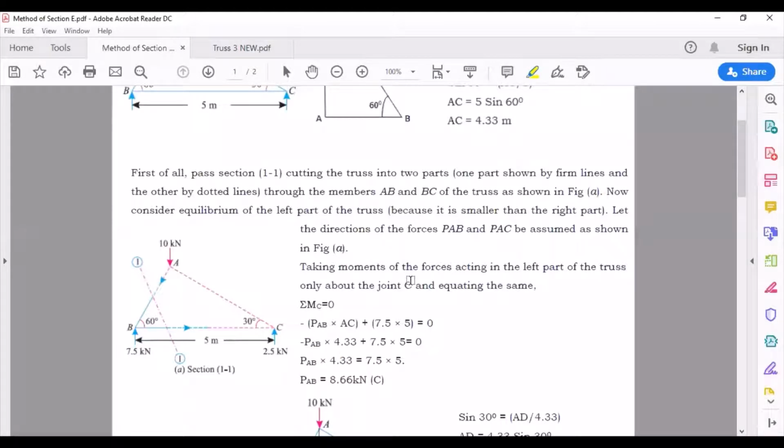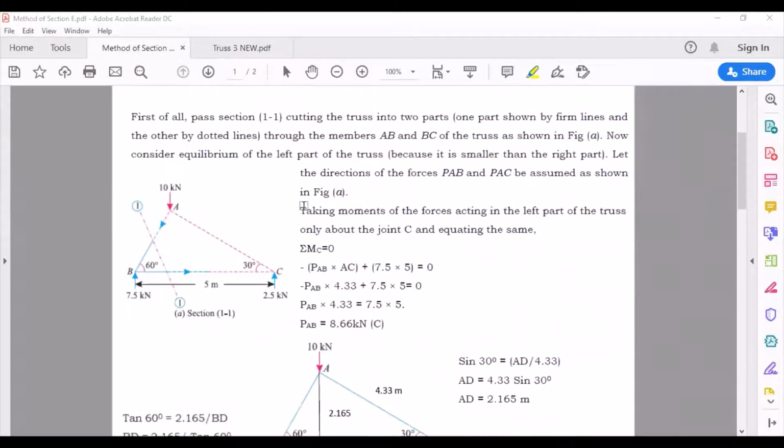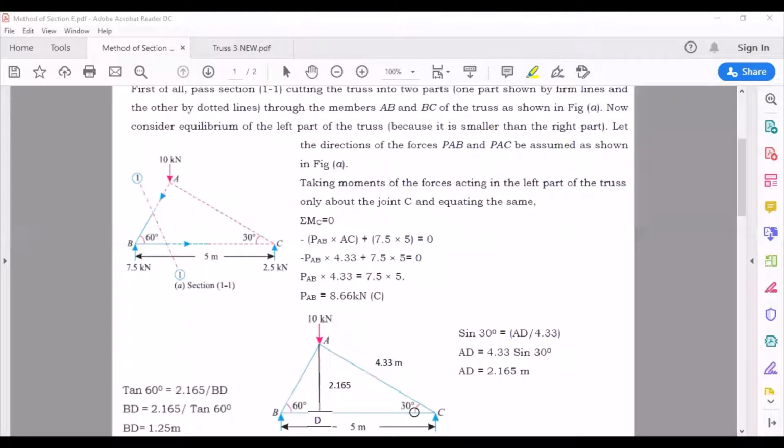So the next thing they say is that you are going to assume the direction. Let the direction of forces PAB and PAC be assumed as shown in the figure. So this is PAB, this is PBC. Now, after assuming, next you are going to take moment about point C. You are free to take moment about point C or point A, but we will take moment about point C only.